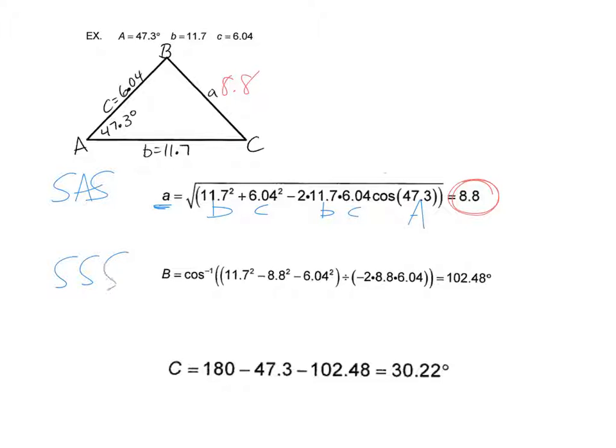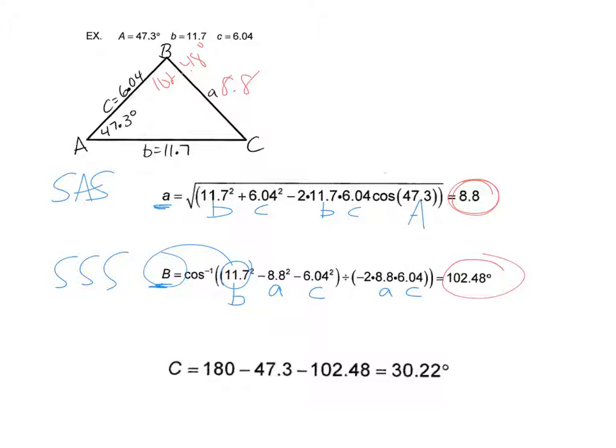Now I have all three sides, and I'm missing angle B and angle C, so it doesn't matter which one I choose. I've chosen angle B. Because I'm finding angle B, side B has to go first in the formula. And then A and C, it doesn't matter. I put the A first and then the C. And then you see A and C again. Being very careful with all the parentheses into the calculator, and angle B is 102.48 degrees.